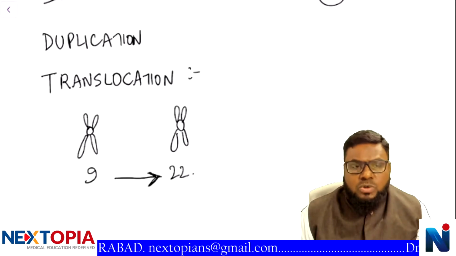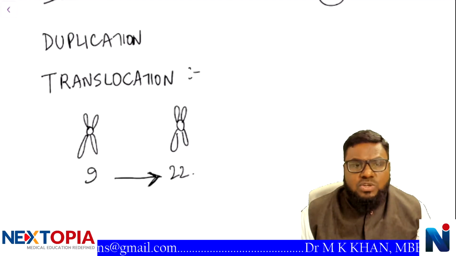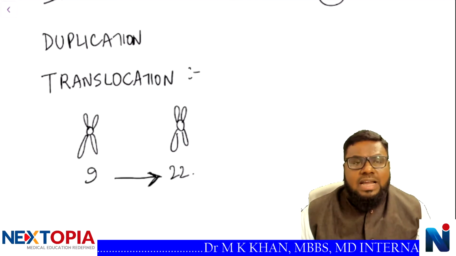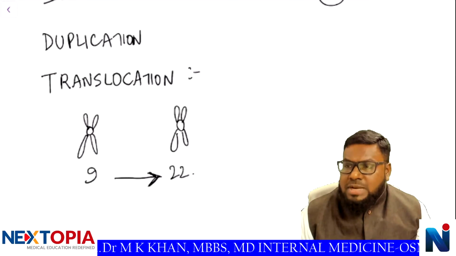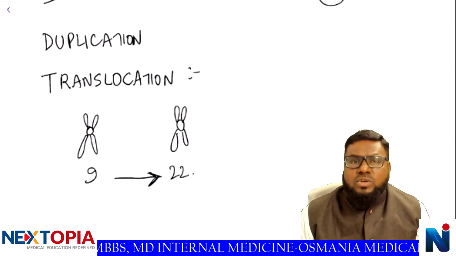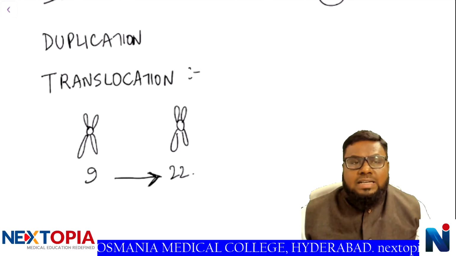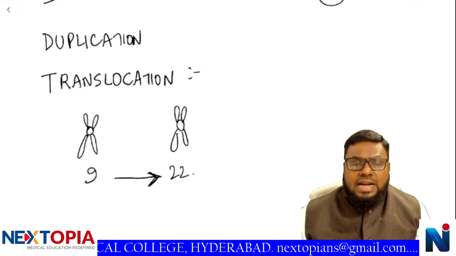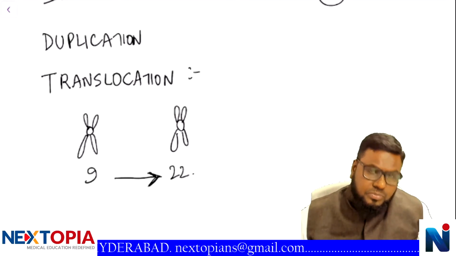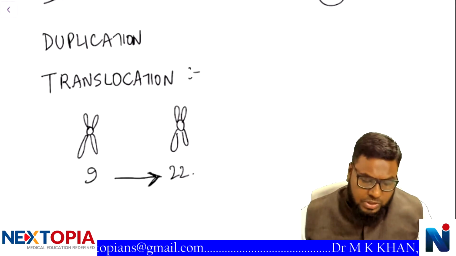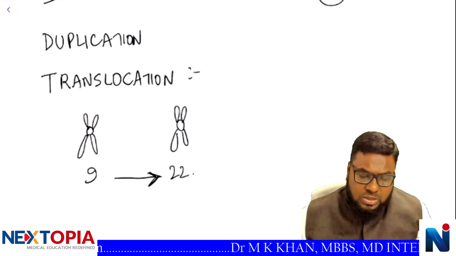From the 9th chromosome to the 22nd chromosome, there was an exchange of genetic material. We call it translocation of genes. From the 9th chromosome to the 22nd chromosome, a few genes get transferred, and that results in a disorder, and that is called translocation.